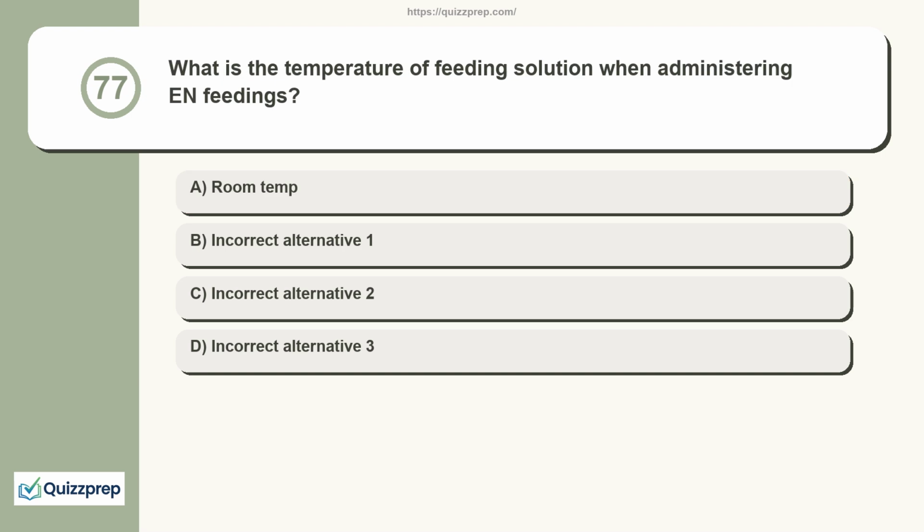Question 77. What is the temperature of feeding solution when administering enteral feedings? Room temperature.